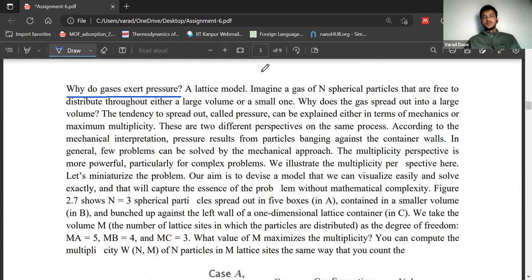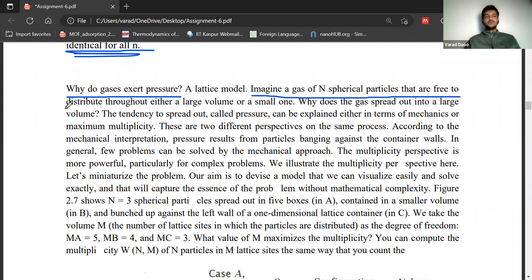We have also seen a similar question in the last class, wherein we had a one dimensional grid and we were to put molecules in that grid. So, a lattice model. Imagine a gas of n spherical particles that are free to distribute throughout either a large volume or a small volume. Let's say a room is filled with a gas, and in the first case we have put in a partition and divided the room into two.